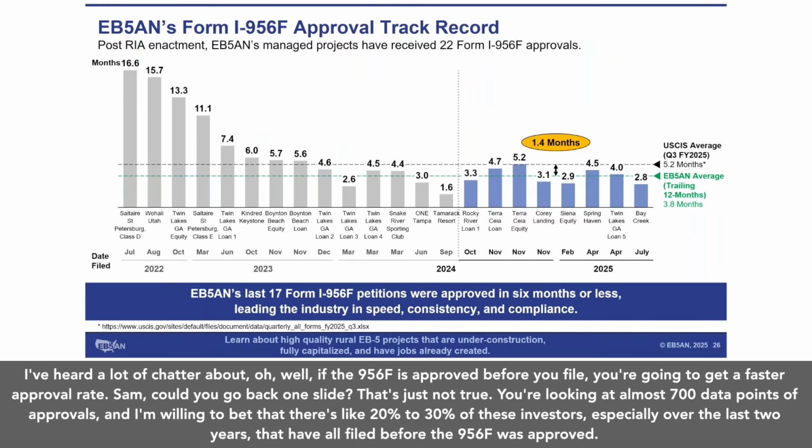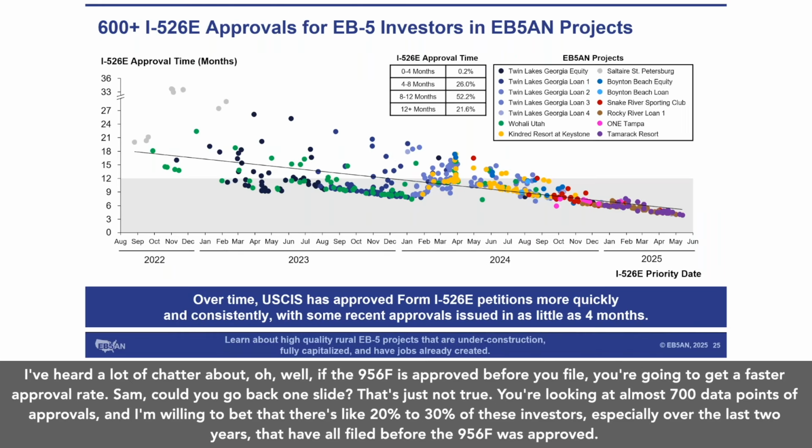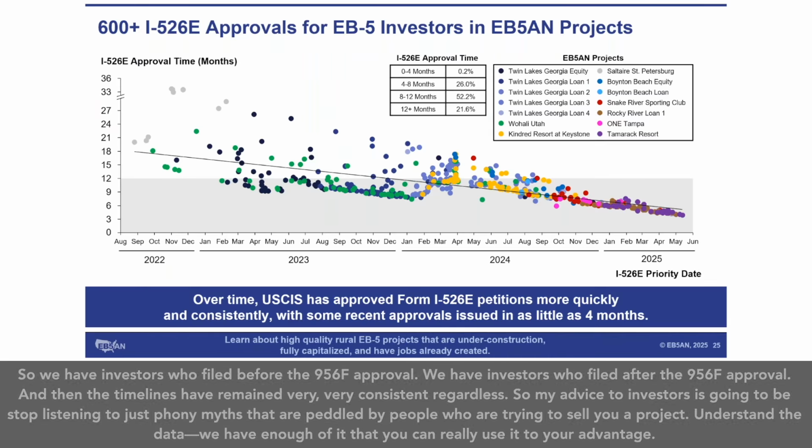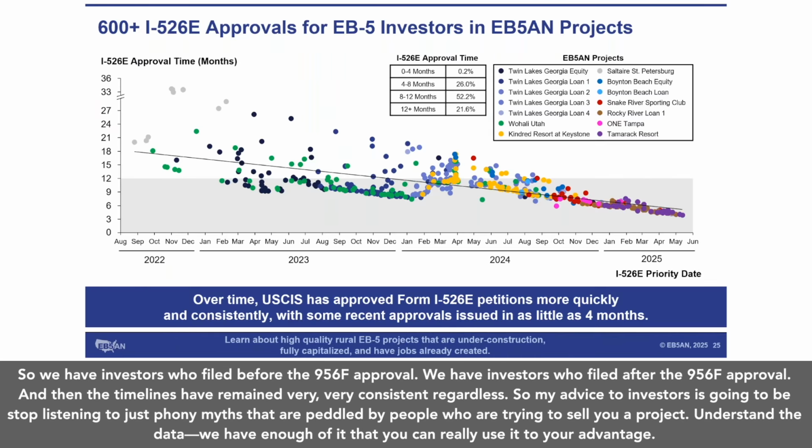Sam, could you go back one slide? That's just not true. You're looking at almost 700 data points of approvals, and I'm willing to bet that 20 to 30% of these investors, especially in the last 2 years, filed before the 956F was approved. We have investors who file before the 956F approval and investors who file after, and the timelines have remained very, very consistent regardless.